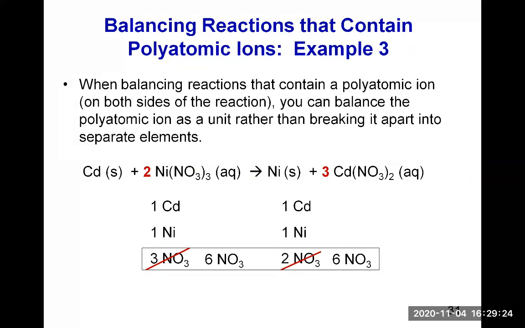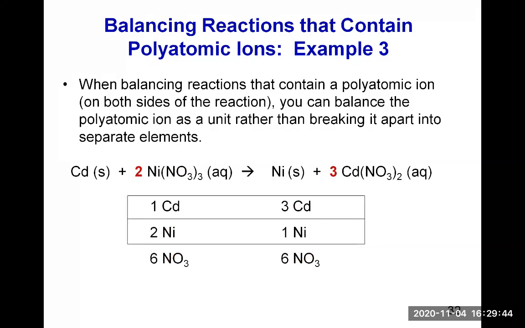However, when you place those coefficients, it also changes the number of cadmium and nickel. You can see on the left that now you have 2 nickels on the left instead of 1. And on the right, you have 3 cadmium instead of 1. So we need now to balance cadmium and nickel. So we have 3 cadmium on the right, 1 cadmium on the left. So let's balance by making it 3 cadmium on the left by having a coefficient of 3 in front of cadmium. And this way it changes the number of cadmium on the left to 3.